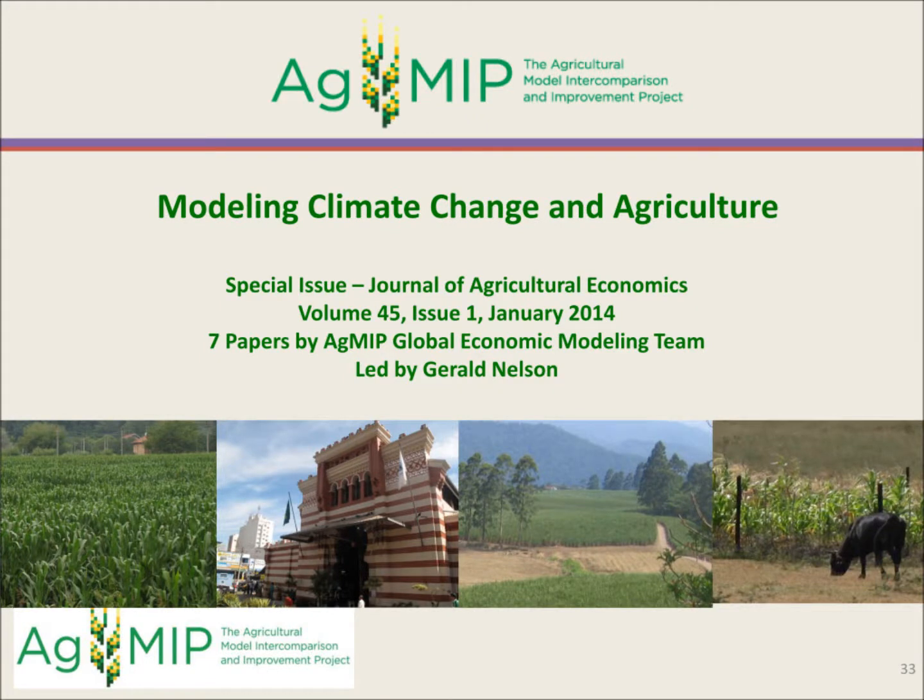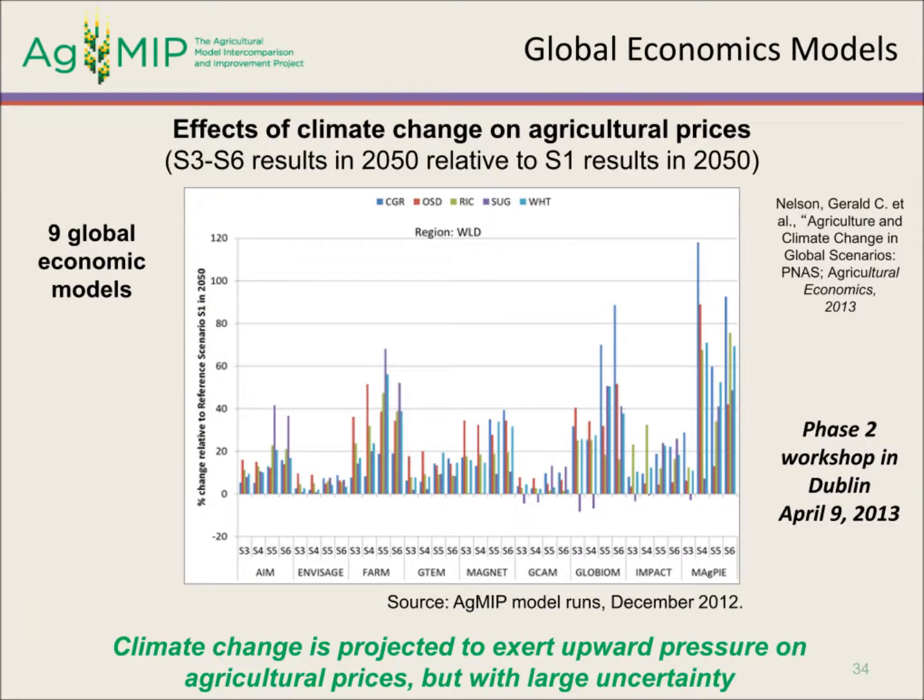I'm going to go through this quickly. The Modeling Climate Change in Agriculture, the Jerry Nelson-led Global Economic Model Comparisons. There are 7 papers in the Journal of Agricultural Economics that have come out, and they're dealing with different aspects of this. One of the papers that Jerry was author on was, why do these global economic models differ? And I'll show you here that they differ quite a bit.